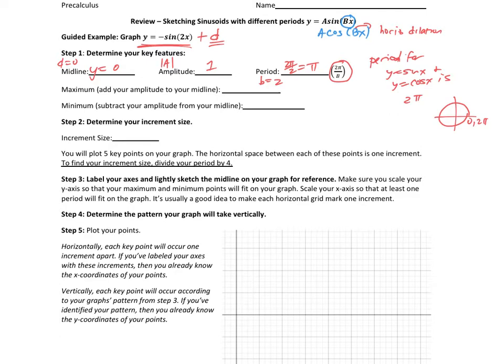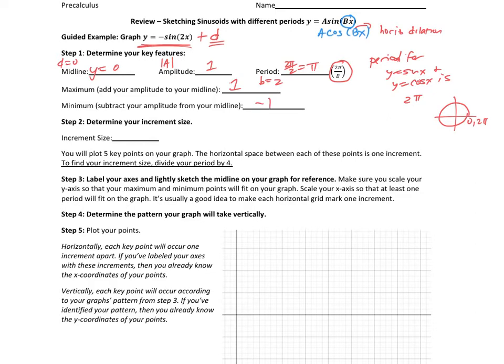Next, we want to figure out where the maximum values are going to occur. Those maximum values are the midline plus the amplitude. In this case, the midline is at 0 and the amplitude is 1, so we're going to have maximum values at y equals 1. For minimum values, we take the midline and subtract the amplitude. So 0 minus 1 is negative 1. That's where our minimum values are.